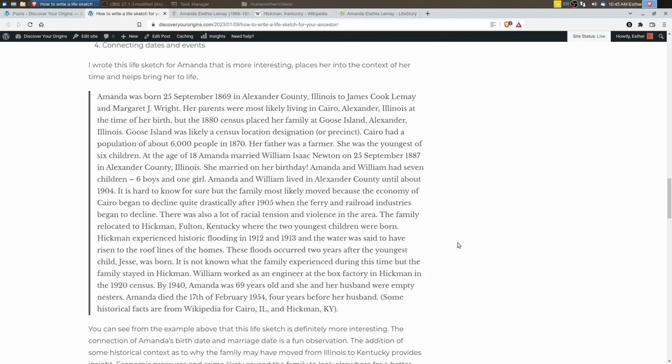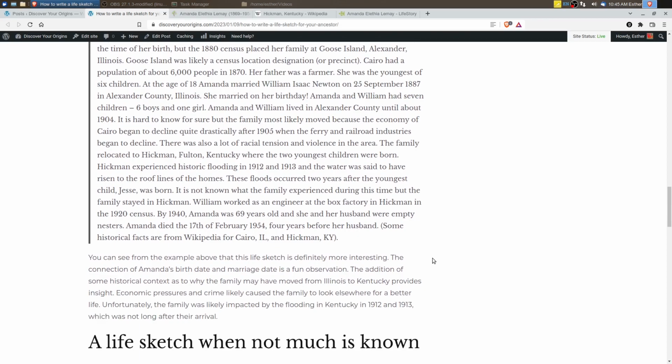So I think that story is a lot more interesting. It includes some historical events. It connects dates and events like being born on the 25th of September and also marrying on the 25th of September. And I think it's the kind of story that will cause you to look a little bit more into her life. So I found some information about Cairo, Illinois, and Hickman, Kentucky, just using Wikipedia. So I didn't do a lot of extensive historical background research to write this life sketch. I just pulled enough facts to make it interesting. And the story about the flooding and the economic pressures really provides some insight into her life.